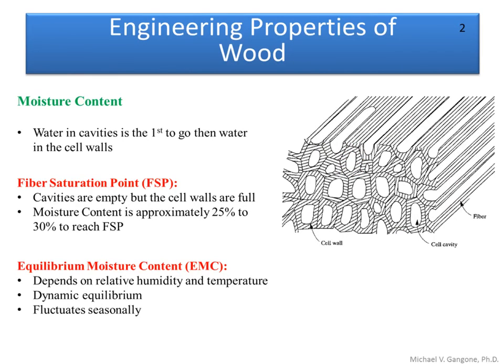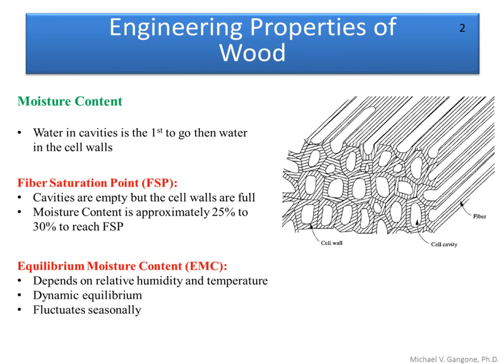So in other words, all the void spaces within the cell wall have water in them, but the cell cavity is completely empty. Okay, so the cell walls are saturated with water, and the cavity of the cell is empty. That is what defines a fiber saturation point. And for most woods, that value is typically somewhere between 25 and 30%.